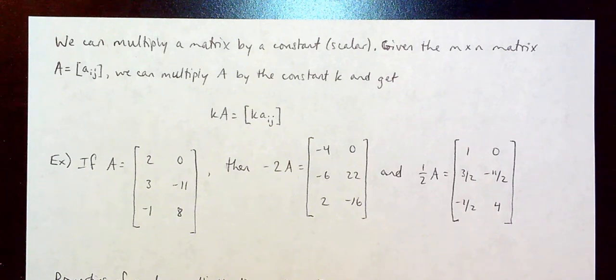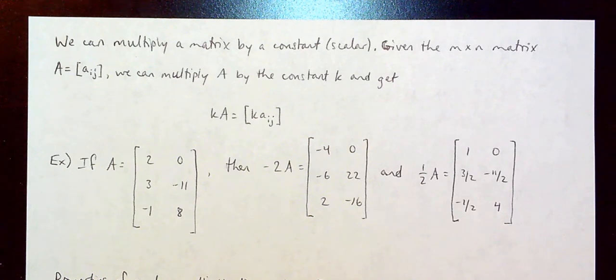Scalar multiplication of matrices is taking a matrix and multiplying it by a constant. So we can take a matrix and multiply it by any constant whatsoever. Typically, we don't multiply it by 0 because that makes it boring, but in theory, we can.